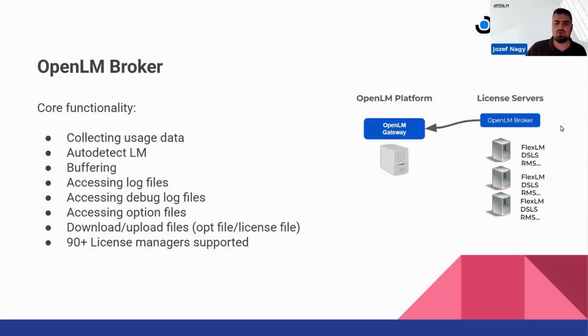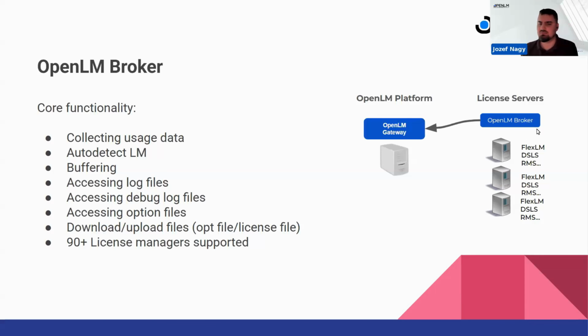Another thing that the broker has is a buffering option. In case something is wrong with the network, or the OpenLM platform is down, upgrading, or under maintenance, OpenLM Broker will buffer all the data collected from the license managers, and when the connection is established, it will send all the data to the OpenLM platform.